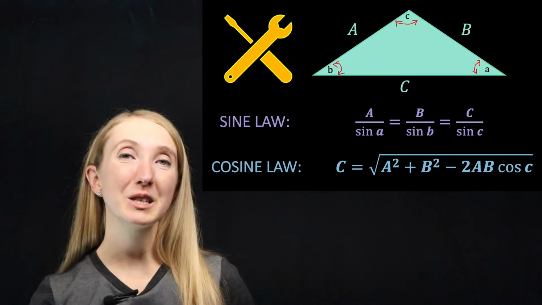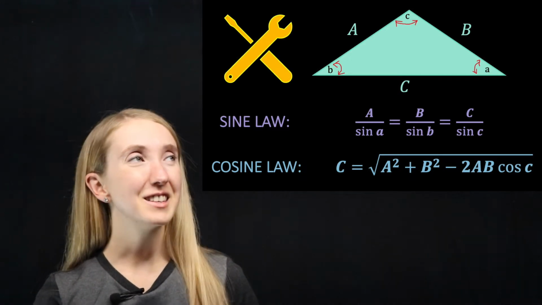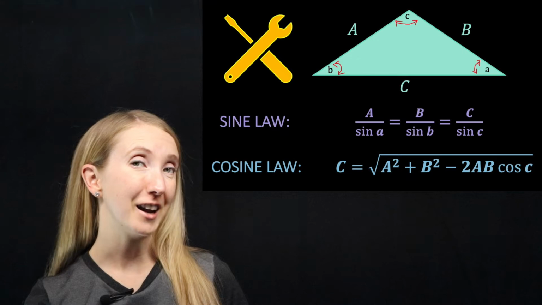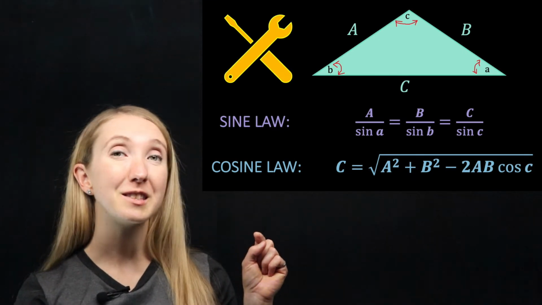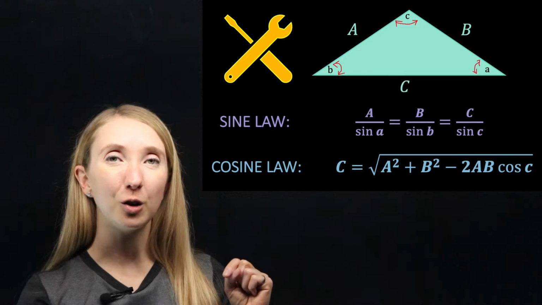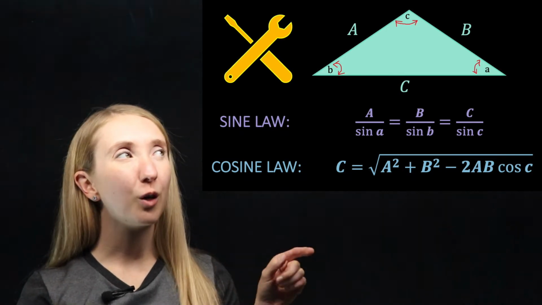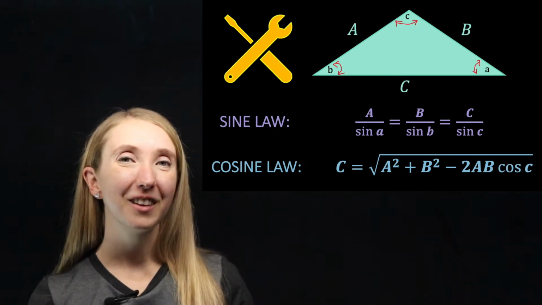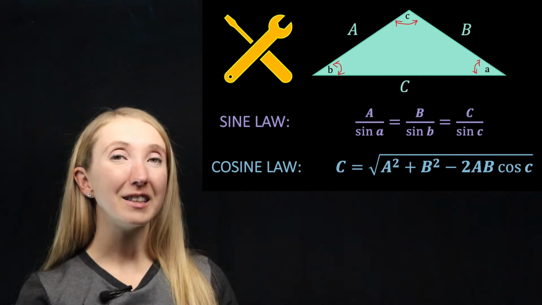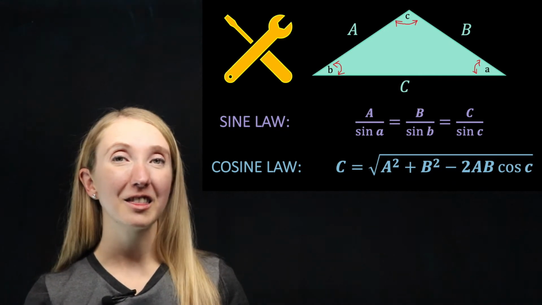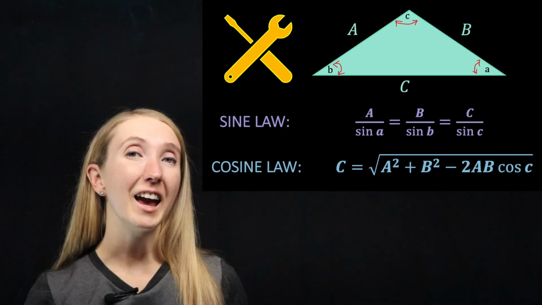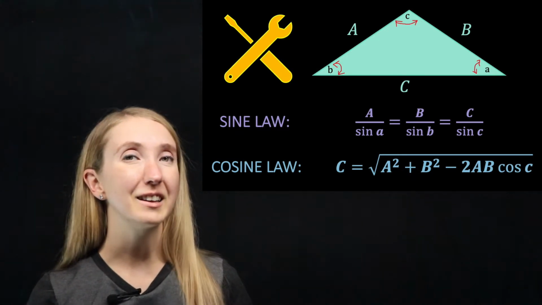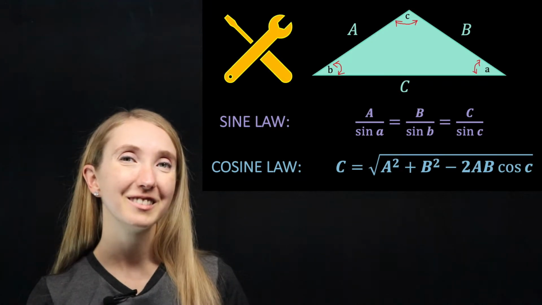Lastly, we need to remember some trigonometry. The sine law says that for a triangle, the ratios of a side length over the sine of its opposite angle should be equal for all 3 sides. The cosine law lets us solve for a side length if we know the other 2 side lengths and the angle that is opposite the side length that we're looking for.